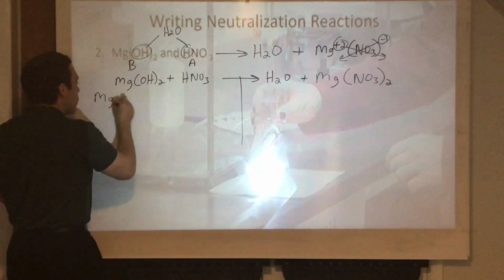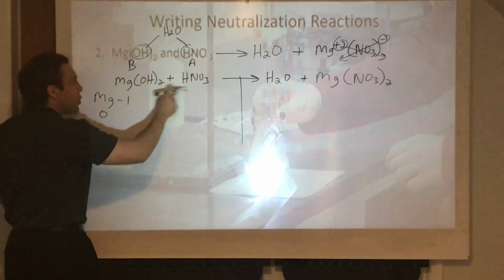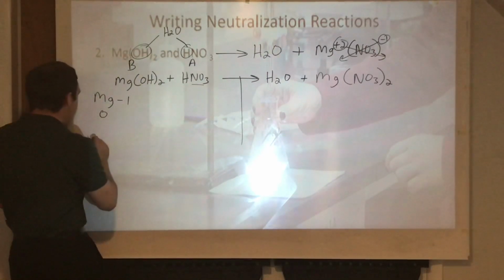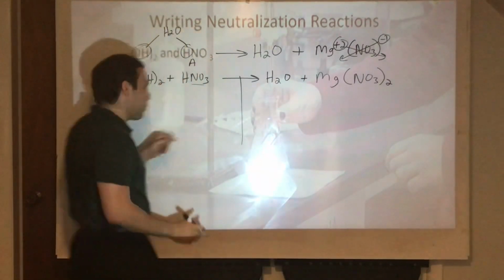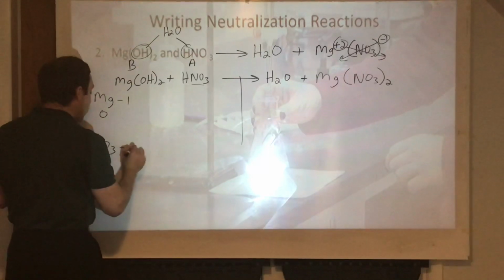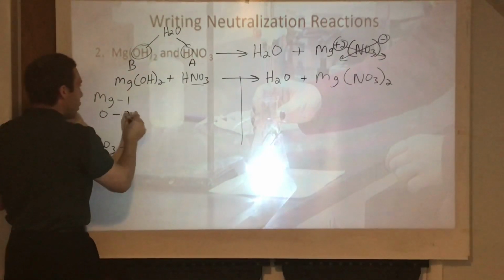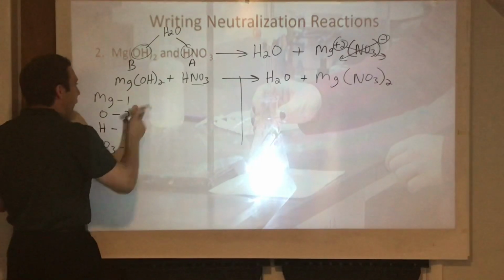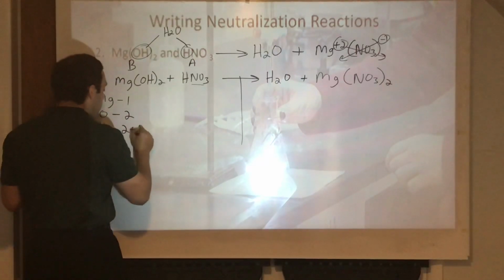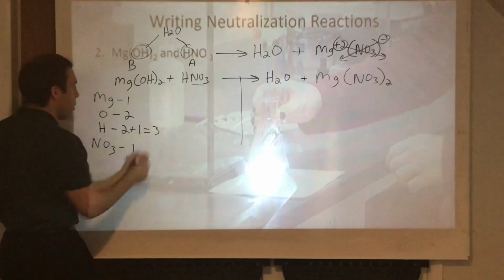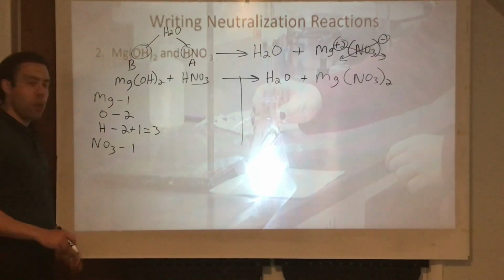Magnesium, there's 1. Oxygen, I'm only going to worry about this oxygen. I'm going to keep this nitrate together as a polyatomic because it appears on both sides. So nitrate here on the left side, I only have 1. Back to oxygen, 1 times 2 is 2. And for hydrogen, I have 1 times 2 is 2, plus 1 times 1 is 1, 2 plus 1 is 3. So on the left side, I have 1 magnesium, 2 oxygens, 3 hydrogens, and 1 nitrate.